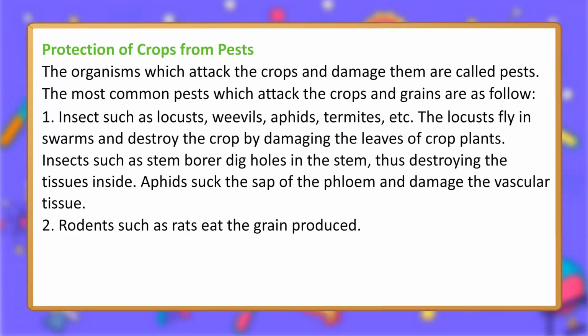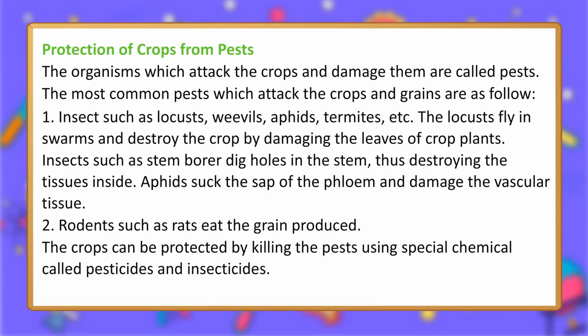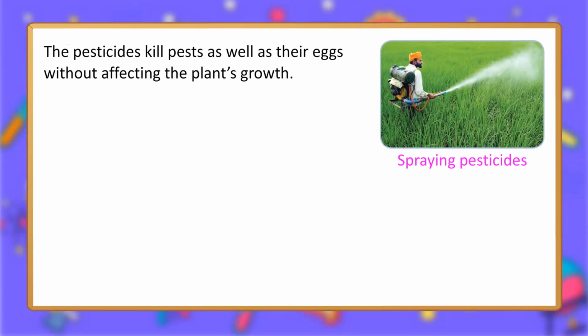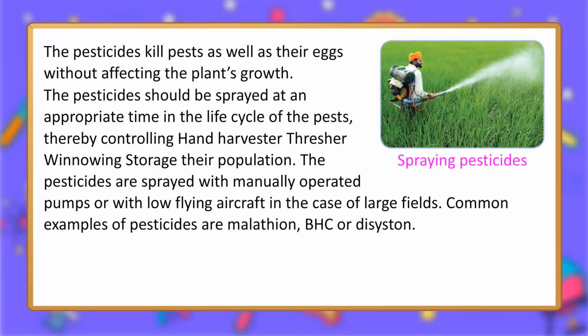2. Rodents such as rats eat the grain produced. The crops can be protected by killing the pests using special chemicals called pesticides and insecticides. The pesticides kill pests as well as their eggs without affecting the plant's growth. The pesticides should be sprayed at an appropriate time in the life cycle of the pests, thereby controlling their population.